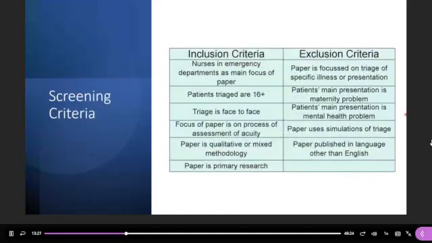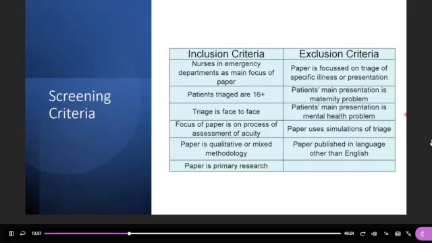However, our screening criteria were much narrower in order to focus down the papers to what we needed. An inclusion criteria was nurses working in emergency departments, patients which had to be over 16. If there was a mix, it had to be 80% over 16. The triage had to be face-to-face in order to eliminate papers that focused on telephone triage. The focus of the paper had to be on the process of the assessment of acuity. Papers had to be either qualitative or mixed methods, and the paper had to be final research.